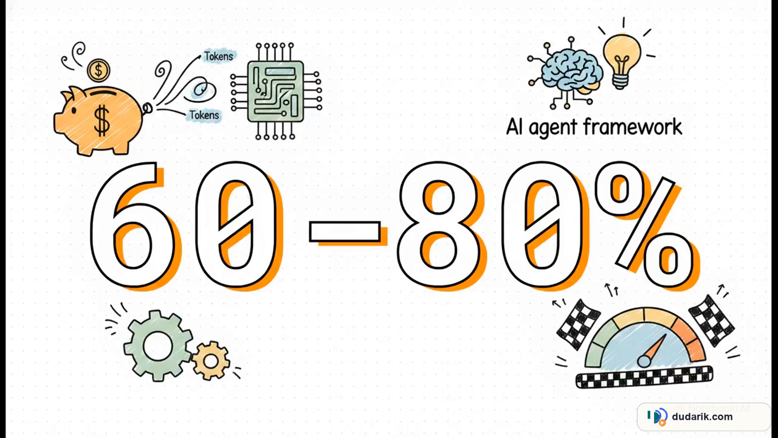Let that sink in for a second. 60 to 80%. Now, quick caveat. We have to note this is a self-reported design goal, and your actual mileage is absolutely going to depend on your specific workload mix. But the strategy they're using to pull this off, that's what's genuinely fascinating.